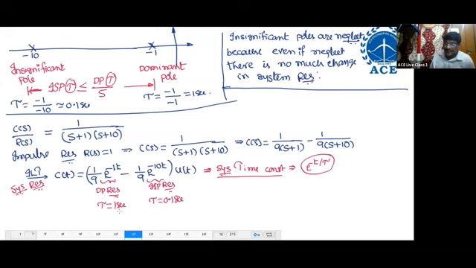Now we'll draw the response for this. I'll go to the next page and draw the response. What is the C of t we got? C of t equal to 1 by 9 e power minus 1t minus 1 by 9 e power minus 10t, multiplied by u of t. Now I'll draw the response. This is the dominant pole response. This is the insignificant pole response.